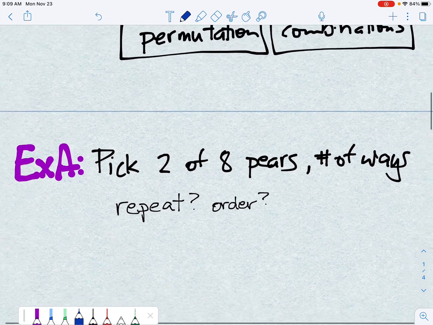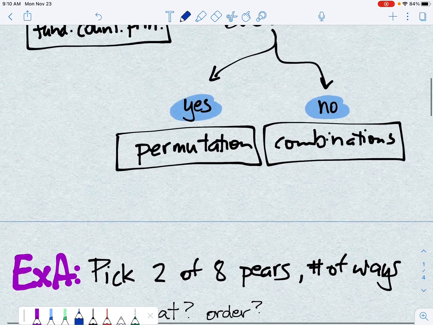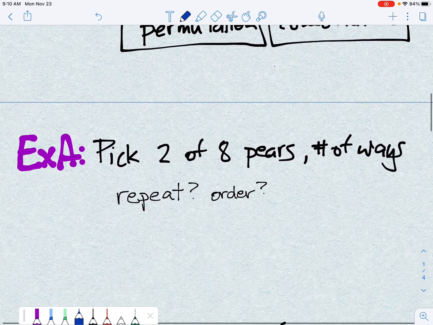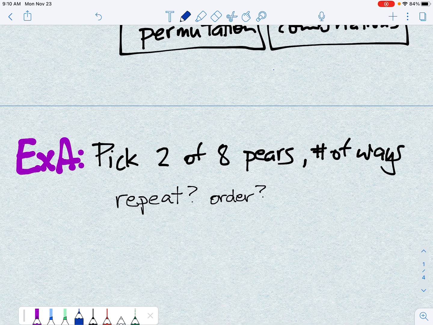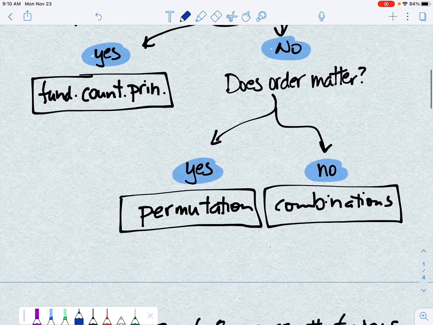So let's look at this first example. Picking 2 of 8 pairs. How many ways are there of picking 2 of 8 pairs that are in front of us? First of all, we cannot repeat. Once you pick a pair, you can't pick another pair. So in this case, we are not going to use the fundamental counting principle. Then we look at, does order matter in this case? And order does not matter, meaning when you pick pair A or pair B, you could flip it around and get the same thing. So order doesn't matter in this case. So we have to choose combinations.